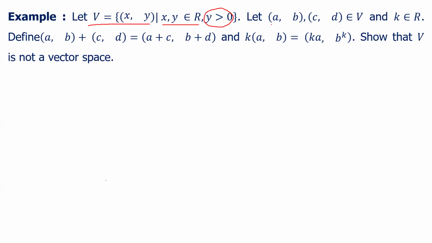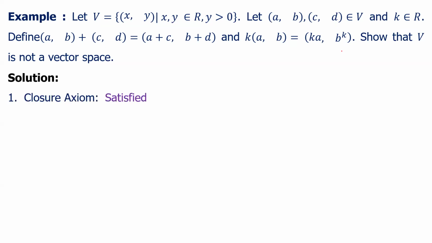Let (A, B), (C, D) belong to V and K belong to R. Define (A, B) + (C, D) = (A + C, B + D), and K times (A, B) = (KA, B to the power K), so that V is not a vector space. If the question comes like this, we have to show only at least one property which is not satisfied by this set.